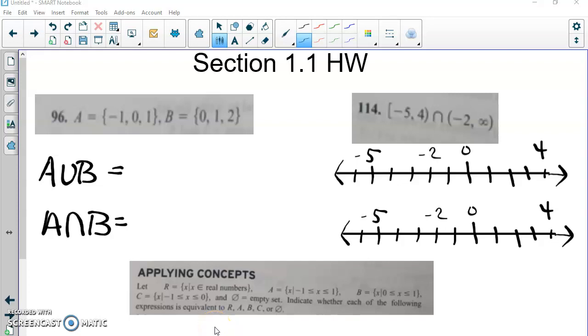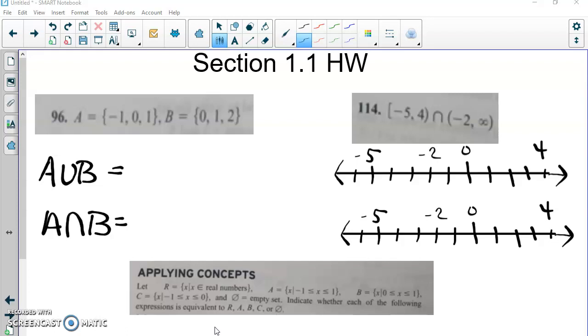Hi guys, I have gotten a lot of Schoology messages and emails asking questions on the homework, and specifically in these three sections of the homework. So I wanted to go through a couple problems. I know that you guys have the odd ones for homework, so I figured I would do a couple of the even examples to help you out.